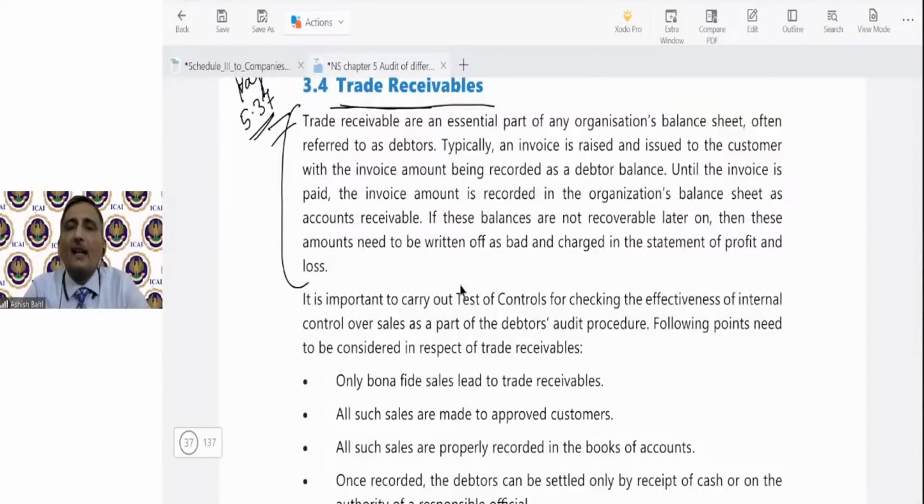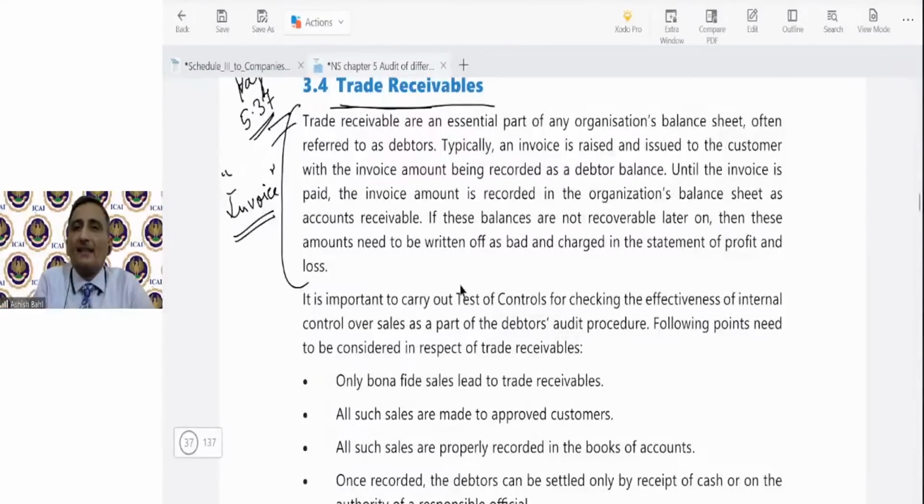So obviously, students, what is the basic thing when I am selling some product or rendering some service? I would typically be raising an invoice. So invoice is the basic primary document.